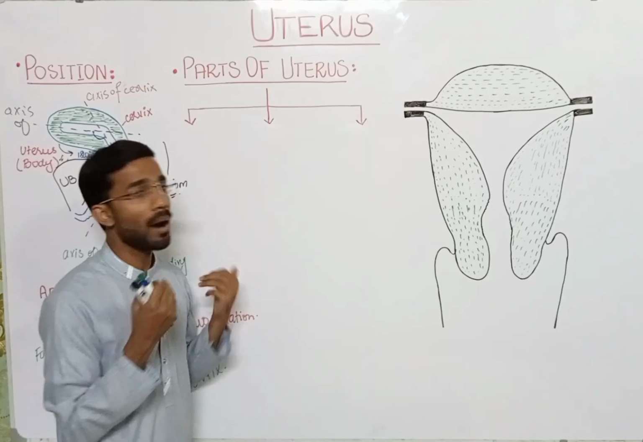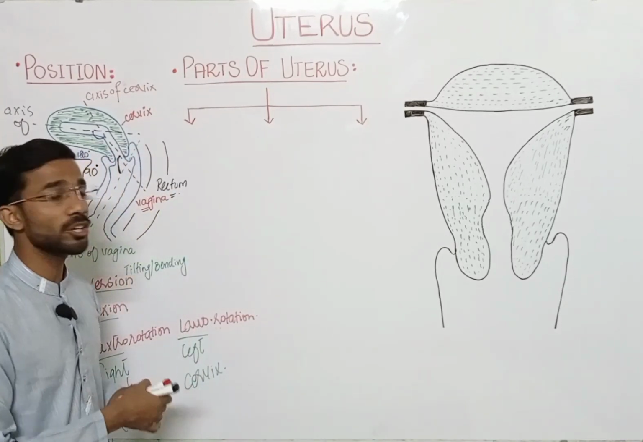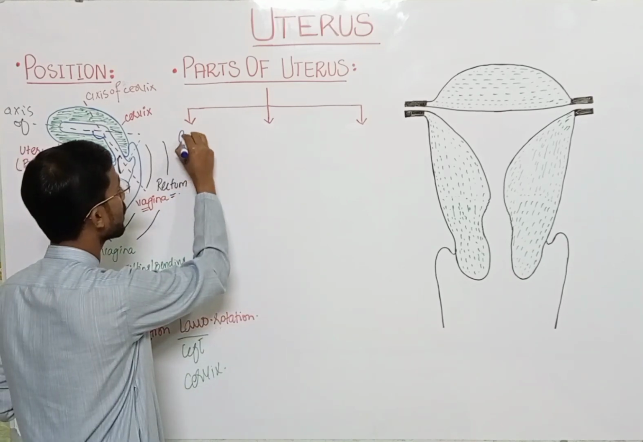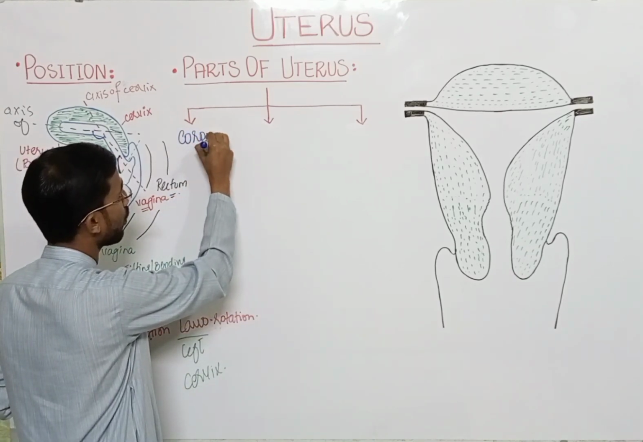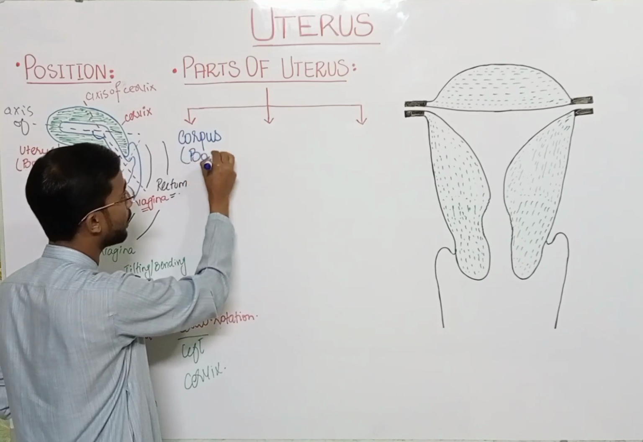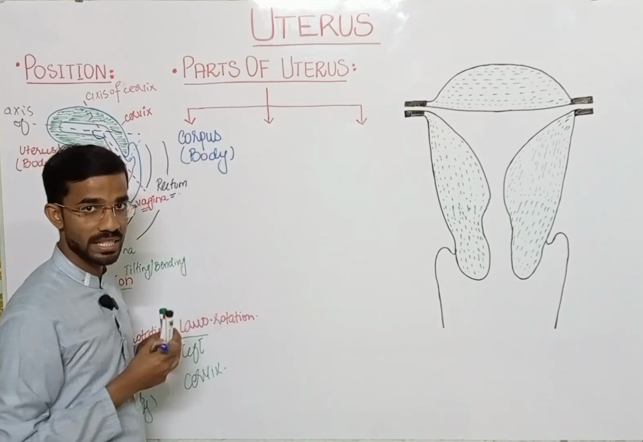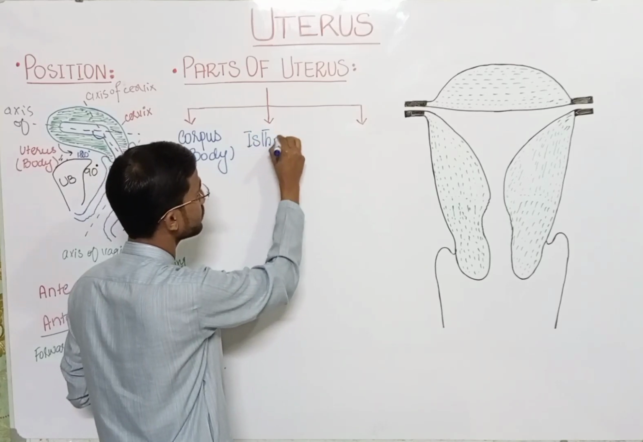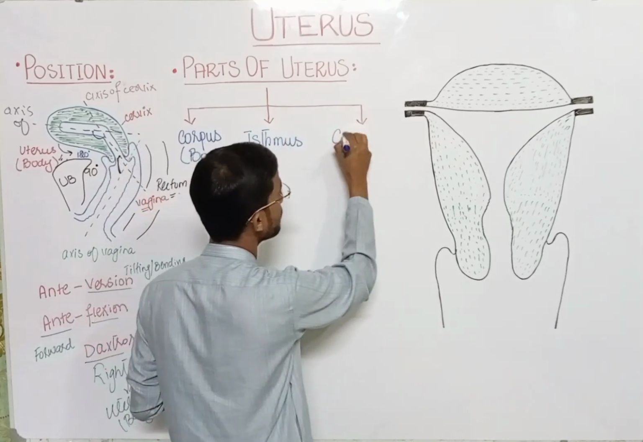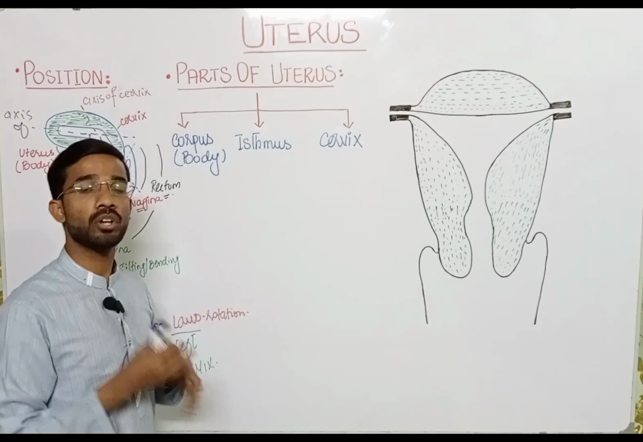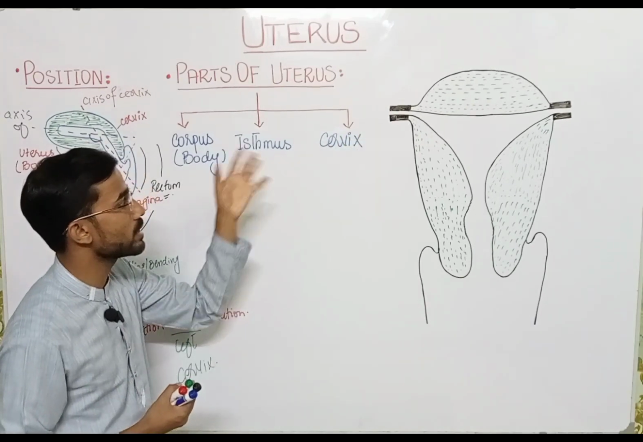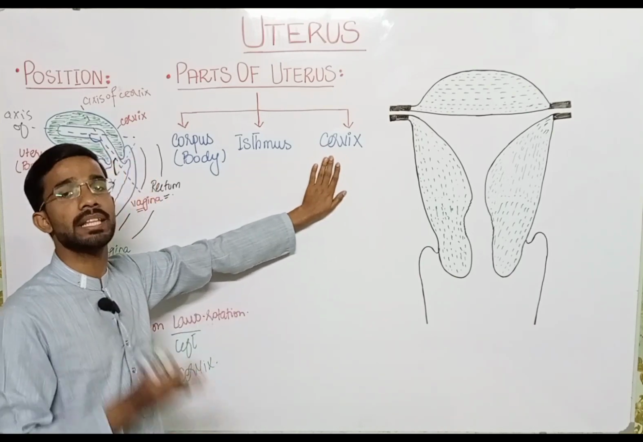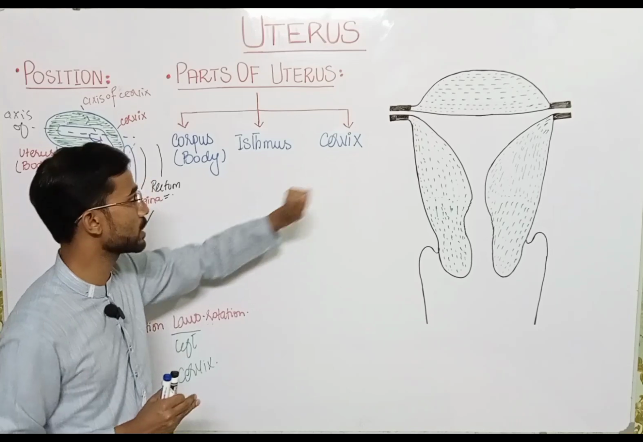Next are the parts of the uterus. Actually, the uterus has three parts. The first one is the corpus, or you can say the body. This is one part. The second part is the isthmus. And the third part is the cervix. A lot of people think that the cervix is actually a separate part. This is wrong. We include the cervix in the uterus. So this is the case.